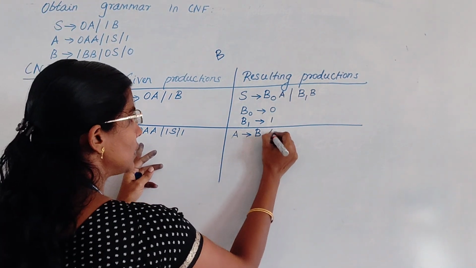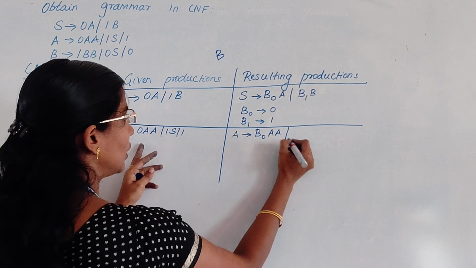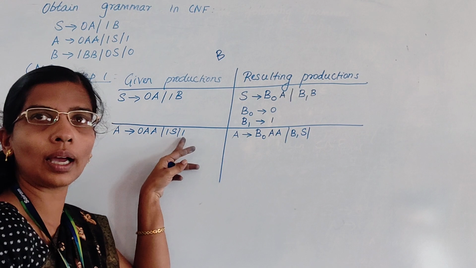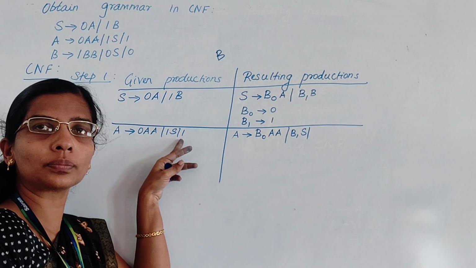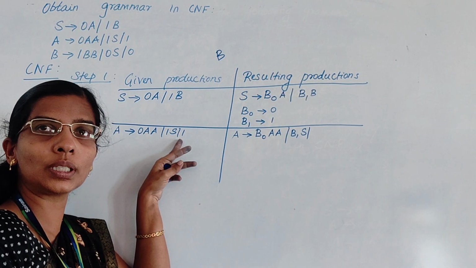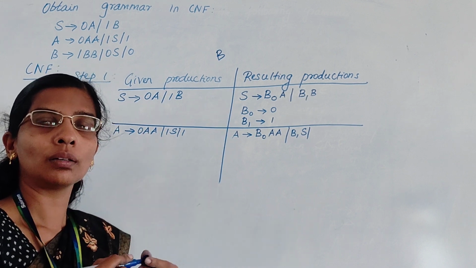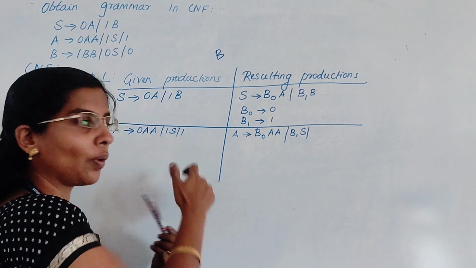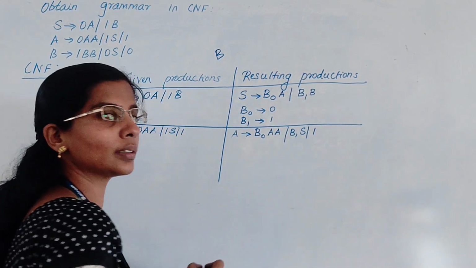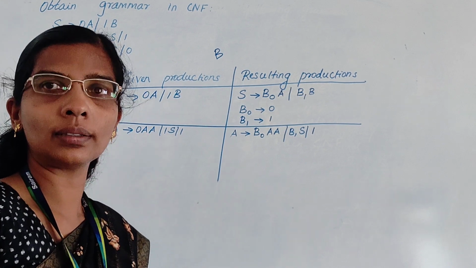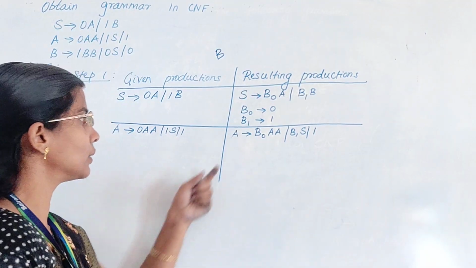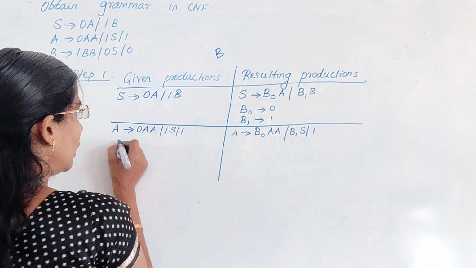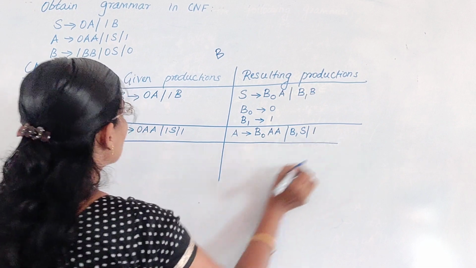Right, so it is A here, next B1, yes, and here you check I have a single terminal. According to CNF, I can have a single terminal or 2 non-terminals. So this is already in CNF form. Don't disturb it, as it is. This B0 and B1 is there already in the previous row, so I am not going to write again.